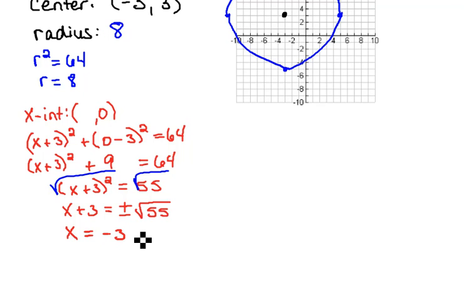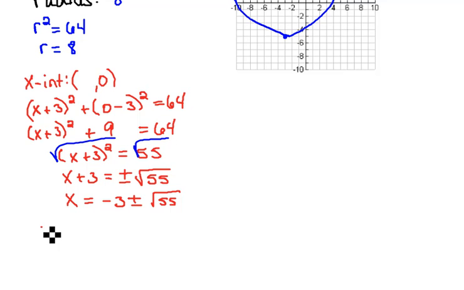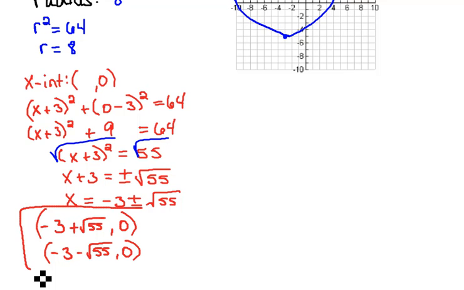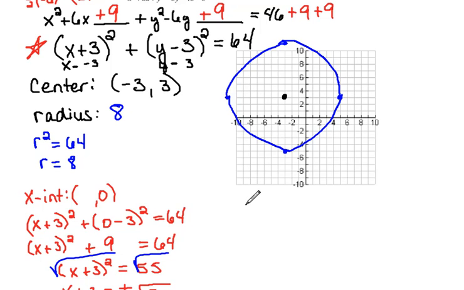So if I subtract 3 from both sides, then that becomes negative 3 plus or minus the square root of 55. That is actually 2 x-intercepts. That is negative 3 plus the square root of 55, comma 0. And that is negative 3 minus the square root of 55, comma 0. So these are my 2 x-intercepts. As scary as they may look, that is the x-intercept. Or those both are.